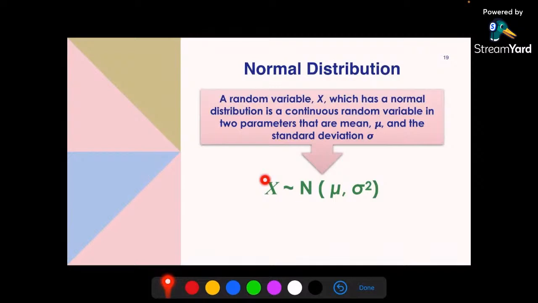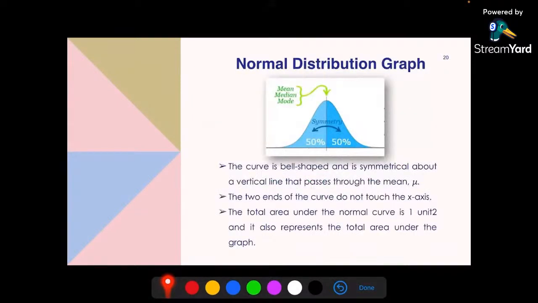So yang ni lah dia punya parameter. Normally dia akan tulis macam ni lah. X kan, X bertaburan secara normal dengan mu and standard deviation square tu. Okay, kita tengok juga. Secondly, kita nak tengok karakteristik normal distribution graph. Yang ini sangat penting sebab kita kena tahu karakteristik normal distribution graph ni in order for us to read the table and so on. Okay.